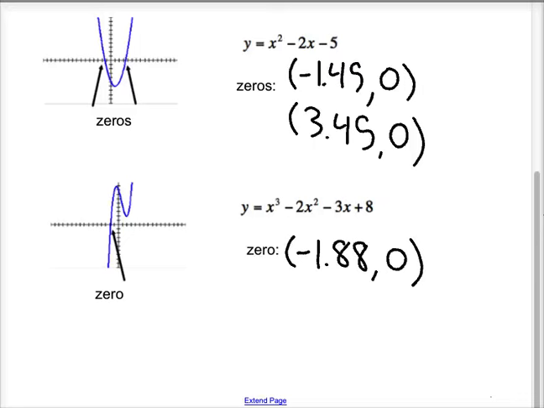So, not too different from yesterday. Same commands, the only difference is this time using it to find zeros instead of using it to find maximums and minimums. So you're going to make sure you have this filled in and make sure you come and ask me if you have any questions on these calculator techniques.